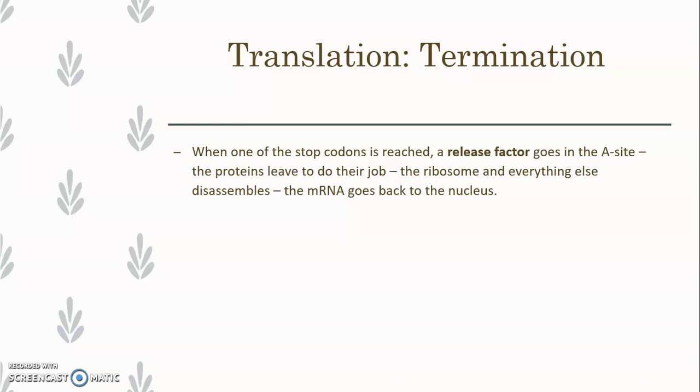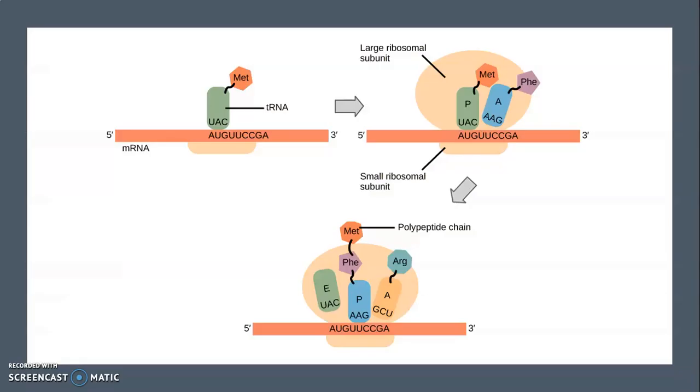So if it was insulin, it's going to leave to go help with blood sugar. If it's hemoglobin, it's going to help pick up oxygen in the bloodstream. Whatever that protein is, it's going to leave to do its job. And then the two subunits of the ribosome are going to come apart, and the mRNA is going to be sent back to the nucleus to be broken down.